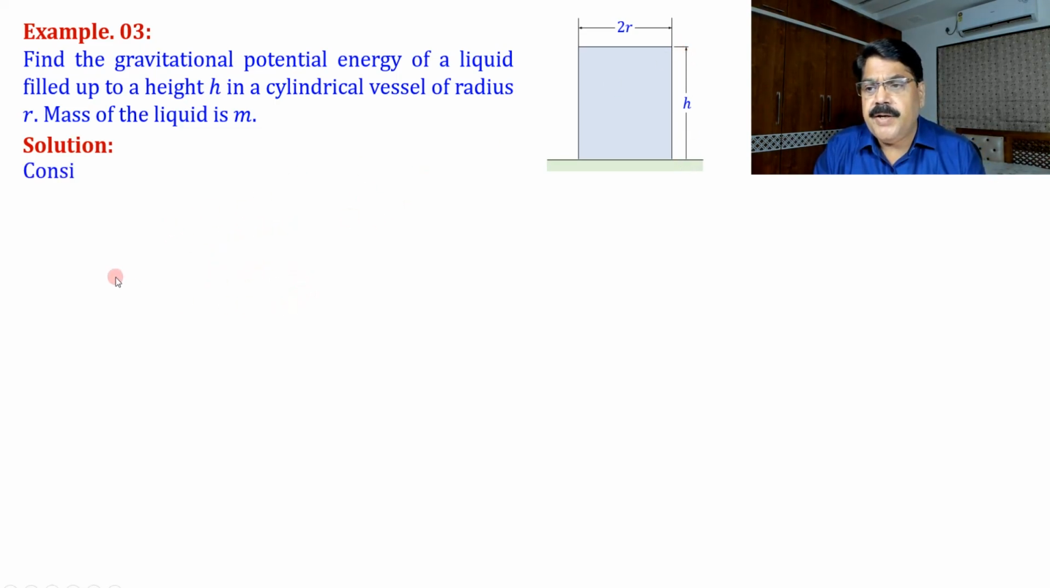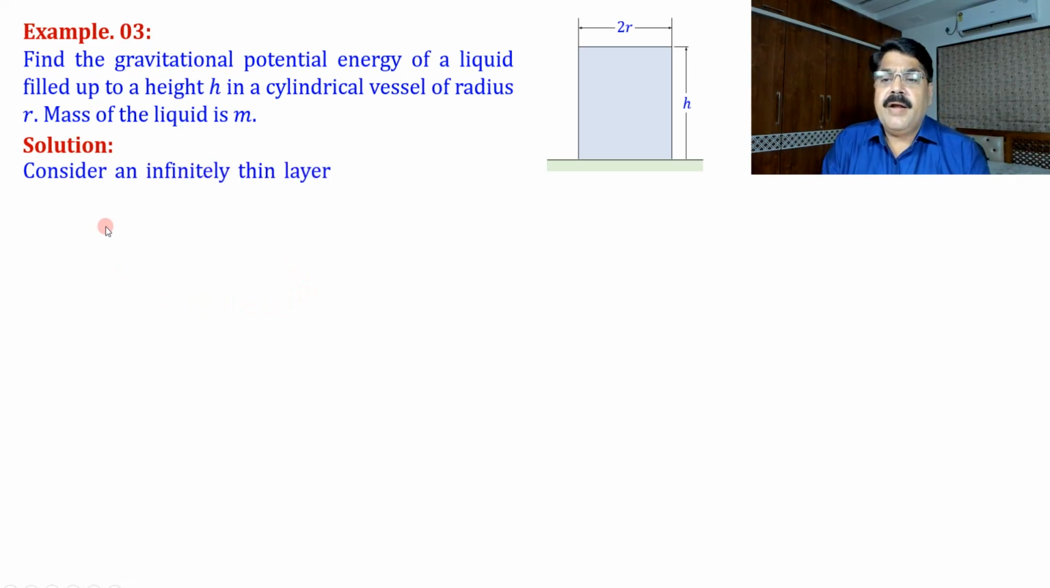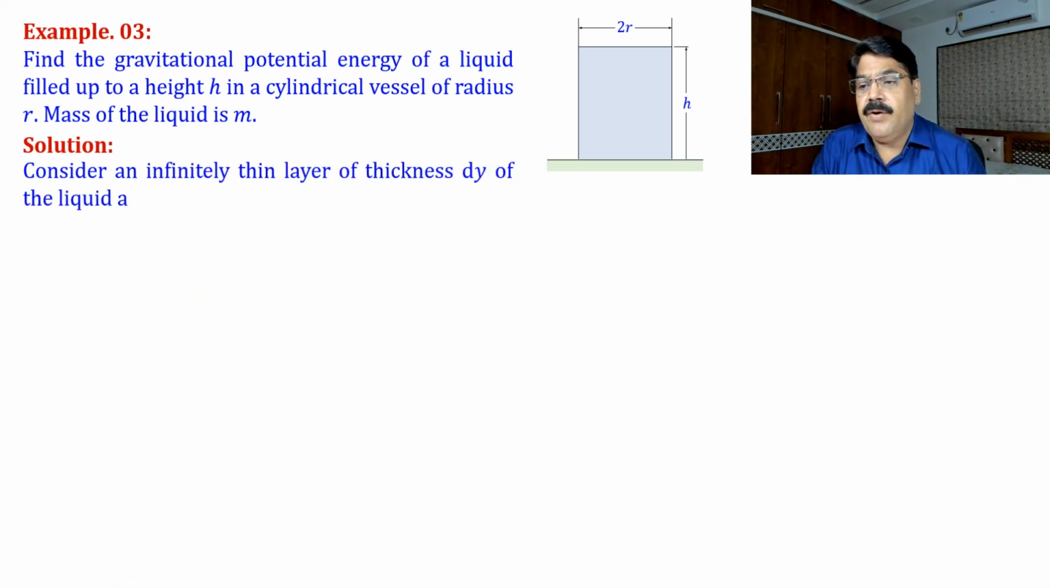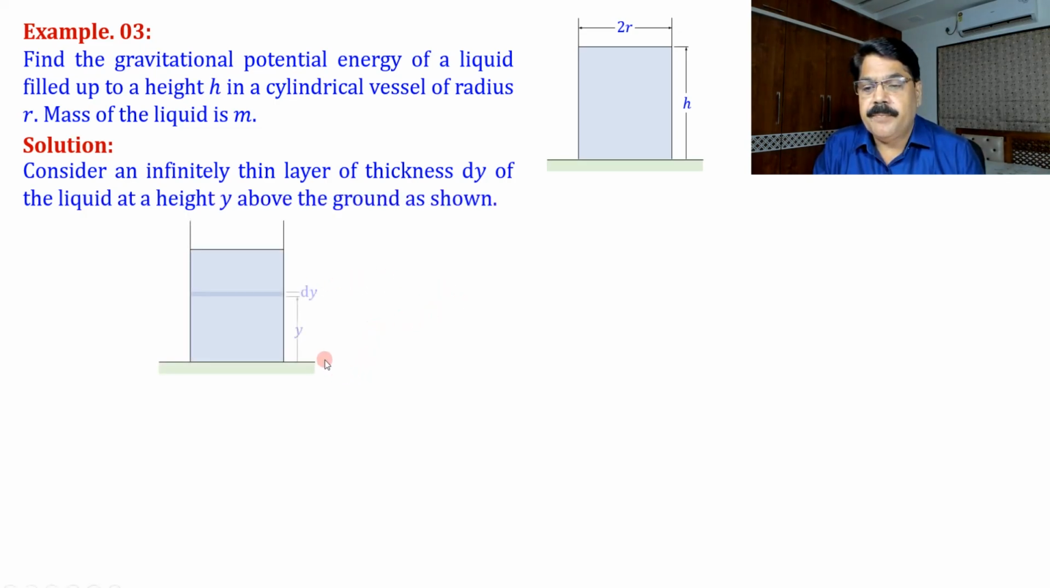So let's proceed here. Consider an infinitely thin layer of thickness dy of the liquid at a height y above the ground, as shown in the figure. So here we assume an infinitely thin layer at height y and thickness dy. We denote the mass of this layer by dm. dm is the area of the cross section pi r square into height dy, so volume, into rho, that is mass, and g into y will be the potential energy of this layer.